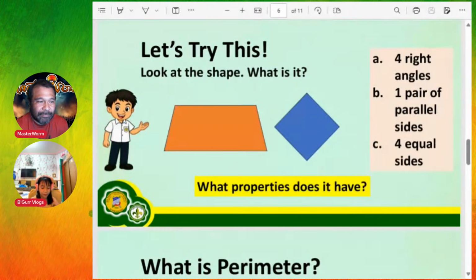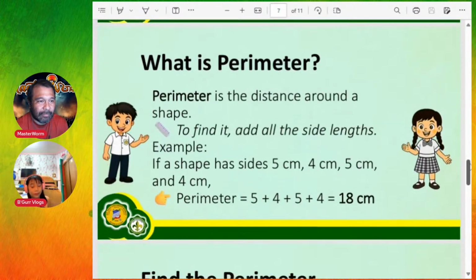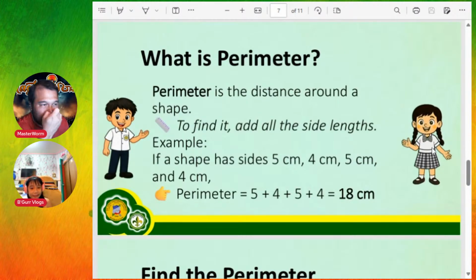All right. What is a perimeter, Bigger? Perimeter is the distance around the shape.